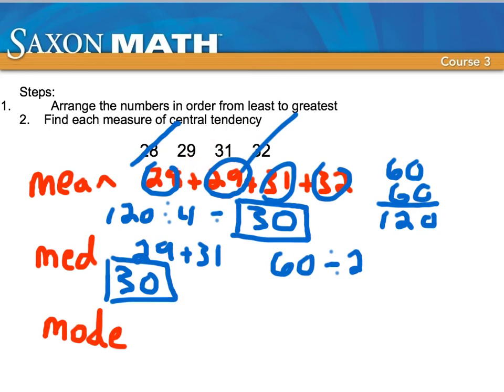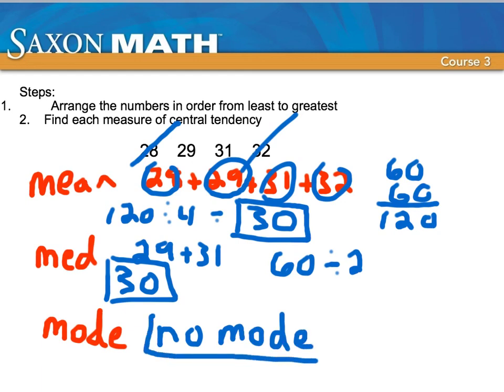It is okay for mean, median, and mode to be the same number. They can be. It doesn't happen all the time, so they don't have to be the same number, but they can be. Then again, the mode is just the one that occurs the most. Well, 28 occurs once. 29 occurs once. 31 occurs once, and 32 occurs once. So none of them occur more than any other one. When that happens, when they all occur the same amount of times, we say that there is no mode.